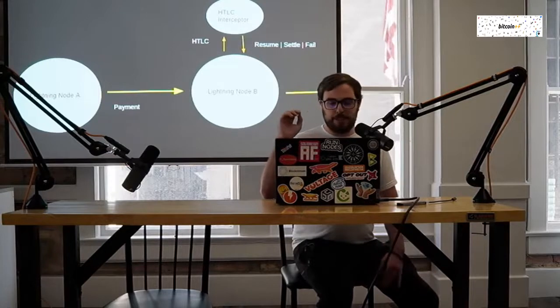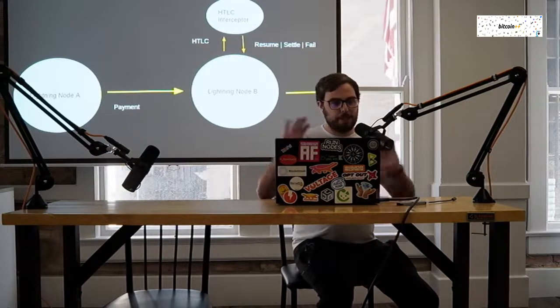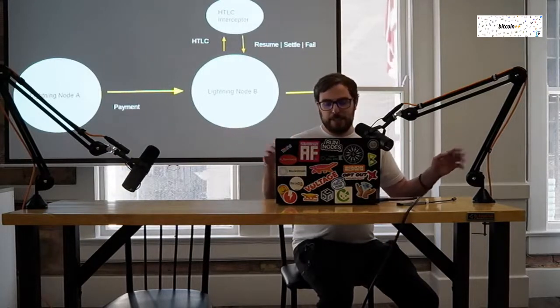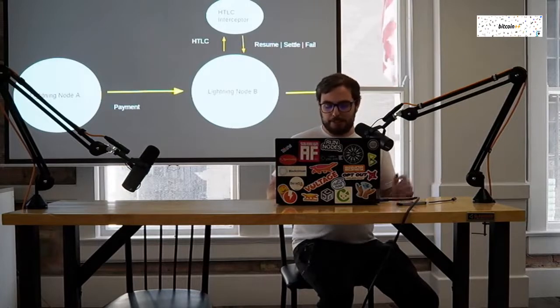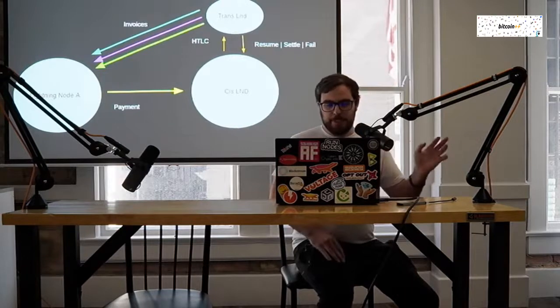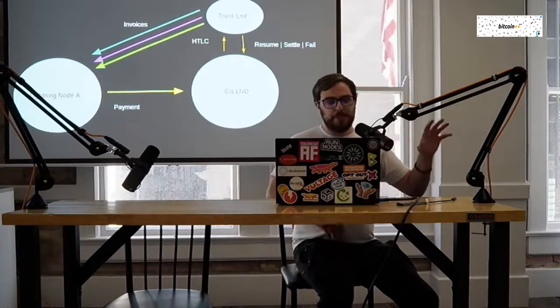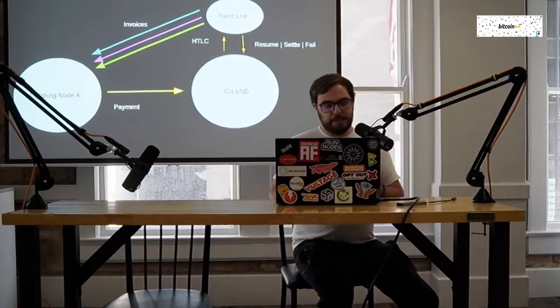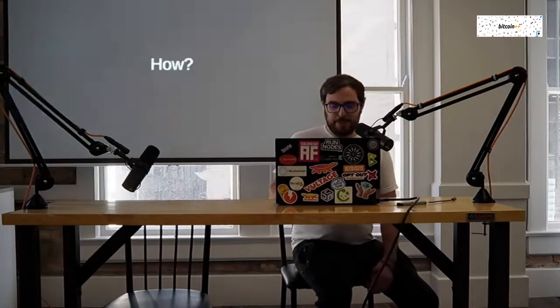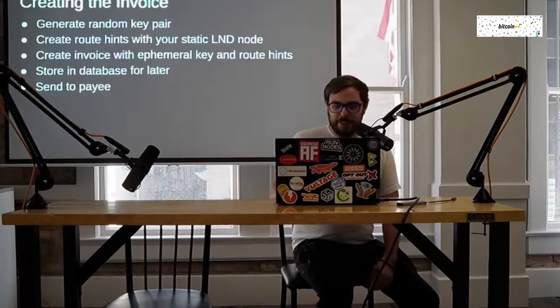And then this will either say resume, which just means I don't know what to do with it, pass it on, you just handle it, or it'll say settle or fail, and it'll either settle it and claim the money or fail it because there's something invalid, and it'll move on. So Trans LND will create multiple invoices, all with different pub keys that you can give out, and these will all be intercepted by the HTLC interceptor, and then it'll decide to resume or settle or fail these. And it sounds kind of simple, but it was actually a total bitch to do.